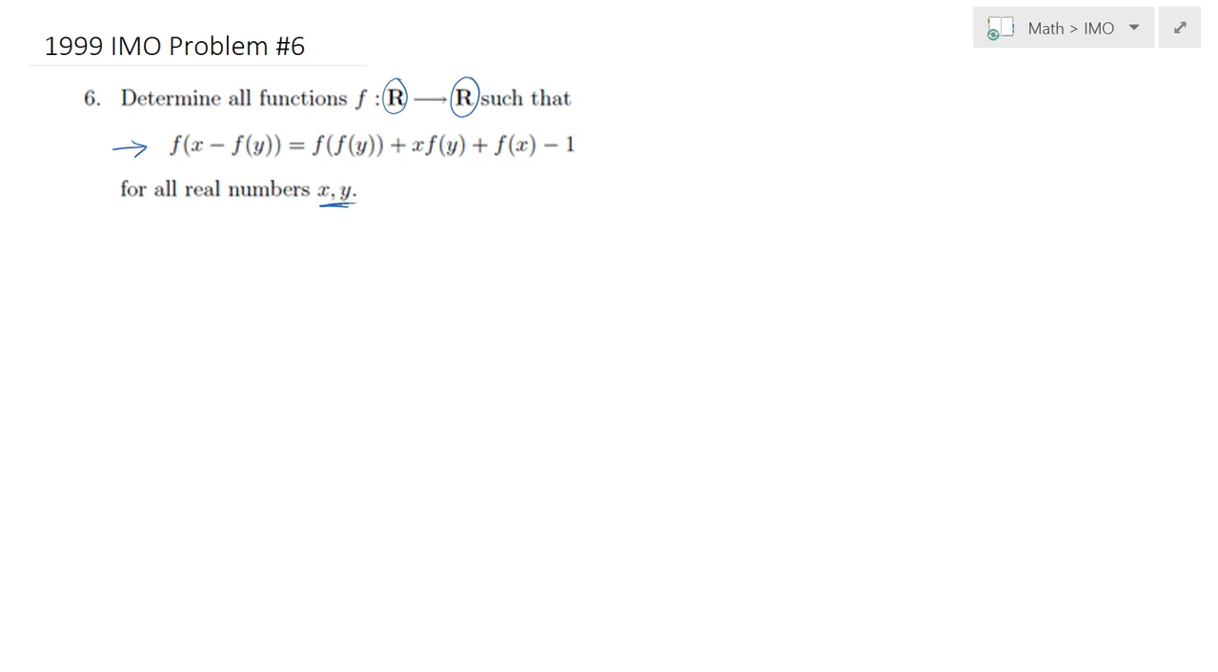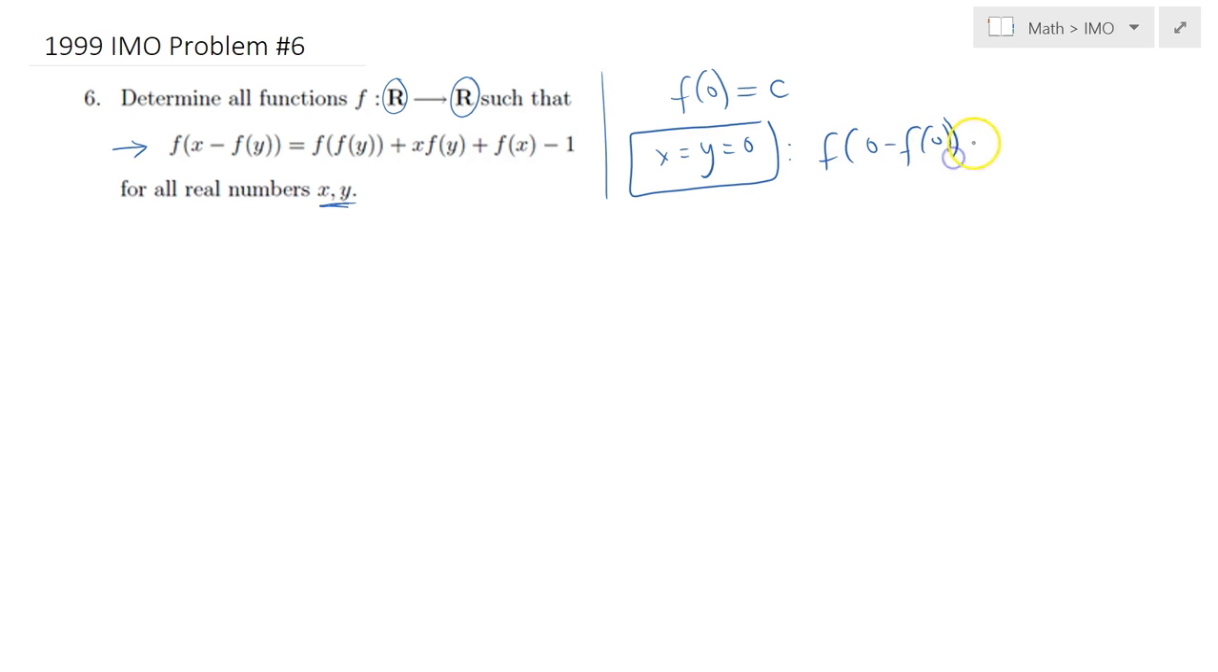So let's assume that f is such a function that satisfies this condition, and let's first try to establish the value f of 0. For now, let's just denote it as c. Now if I plug in x equals y equals 0 into the functional equation, I would get f of 0 minus f of 0 equals f of 0 plus, 0 times f of 0 will vanish, so the next term would be plus f of 0 minus 1.